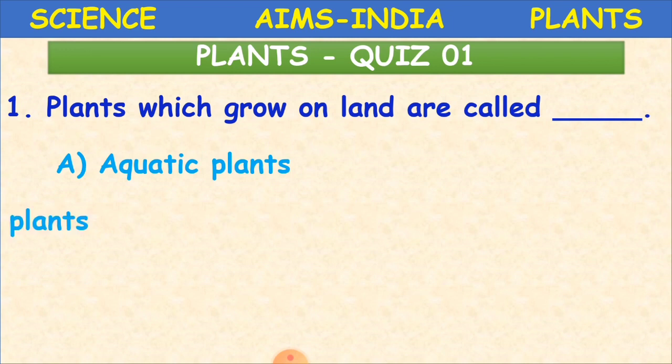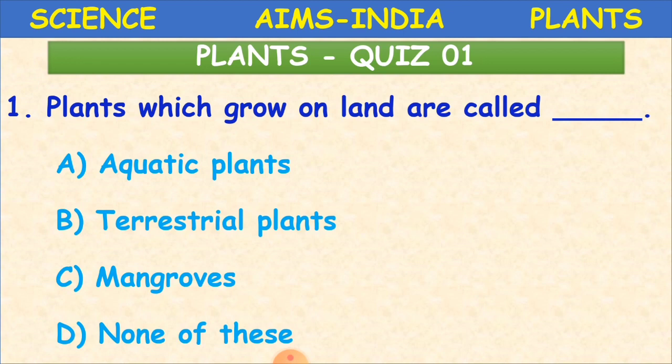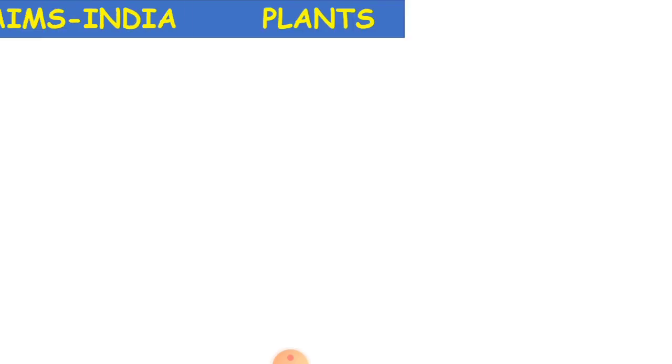Plants which grow on land are called what? Option A is aquatic plants, B is terrestrial plants, C is mangroves, D none of these. Land, in the sense, what meaning do we get? Terrestrial. So the answer is terrestrial plants. Got it, children? We'll go to the second question here.